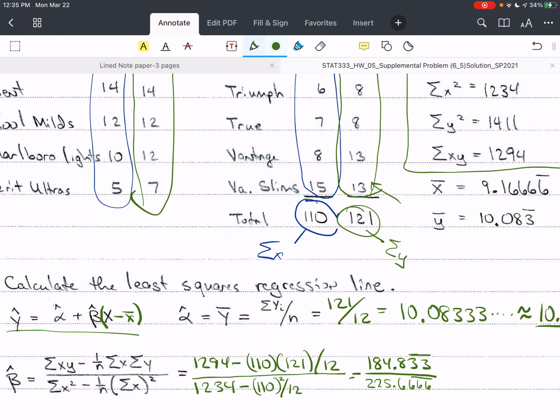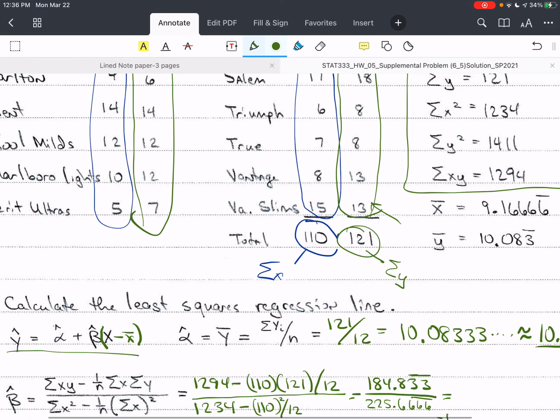225.6666, it keeps going. Okay, so in my calculator, I'm going to use the x to the negative 1 button, and that will put this 225.6 on the bottom. Okay, and then times the number on the top, 184.33333333333 equals. And so I get a number that's a little different than what I thought I was going to get. Let me check this to make sure that everything is right.